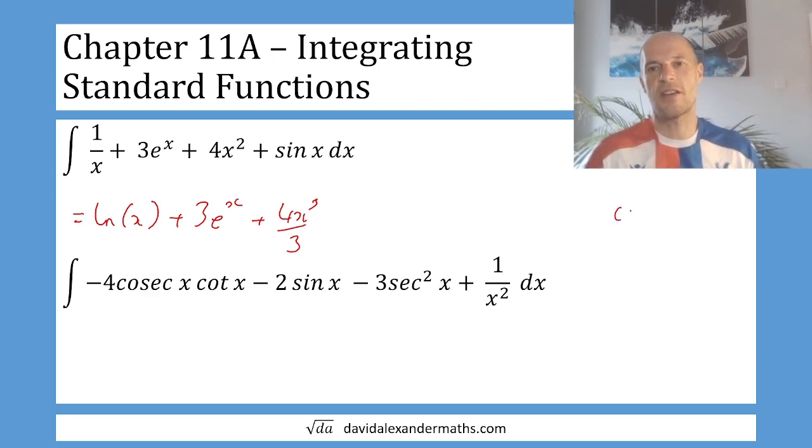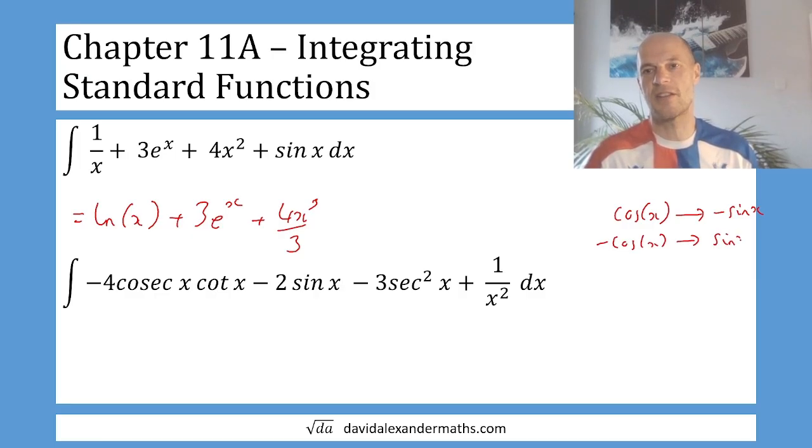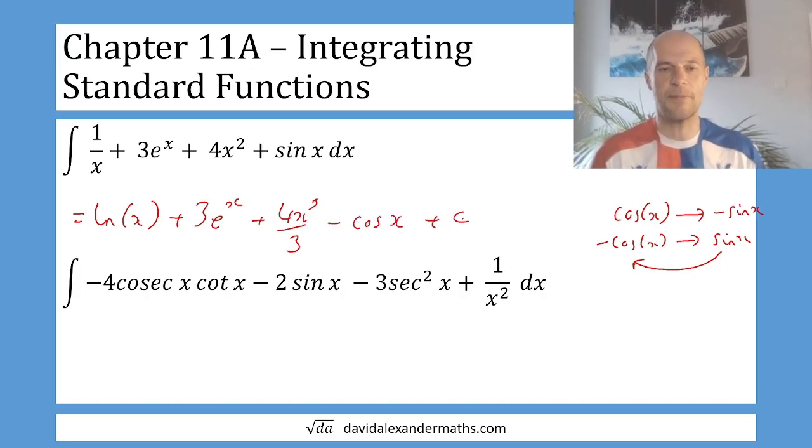And what about the sine of x? I know that the cos of x will differentiate to minus the sine of x. So therefore the negative cos of x will differentiate to the positive sine of x. So as I'm integrating the positive sine of x, that will take me back to minus cos x. So it's minus cos x plus c.